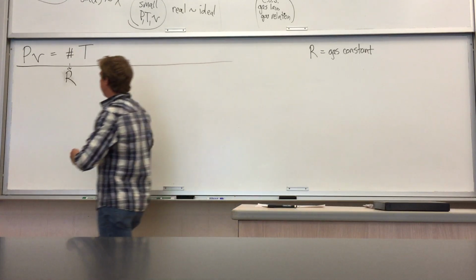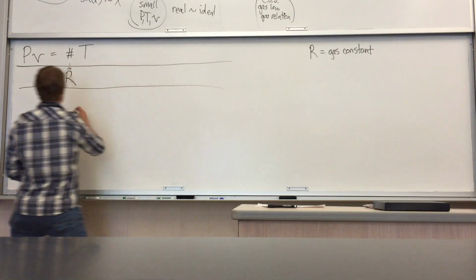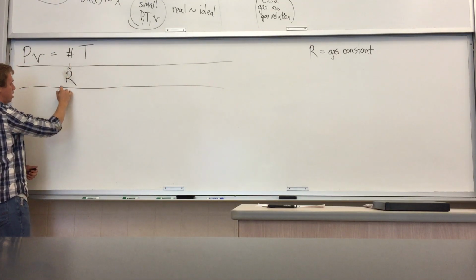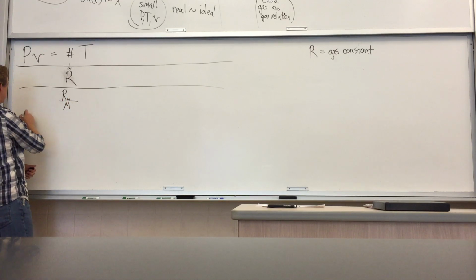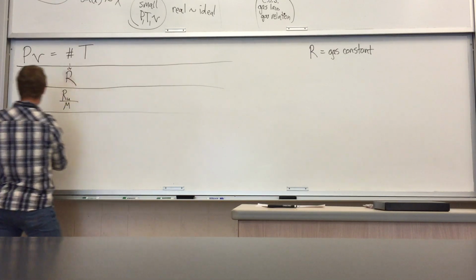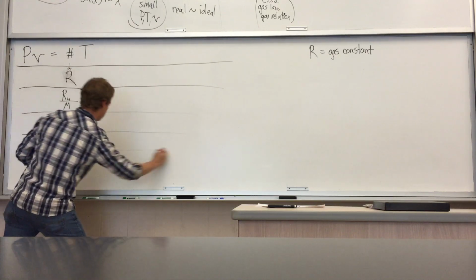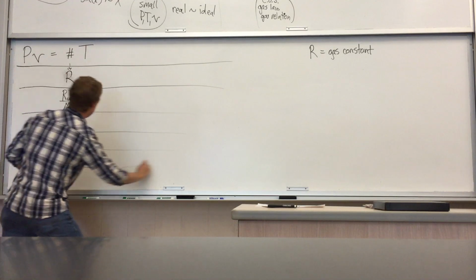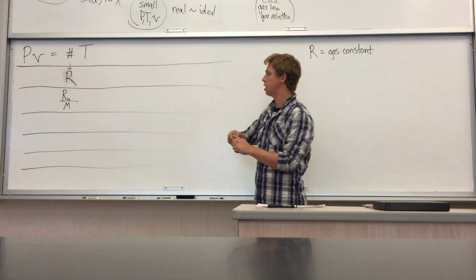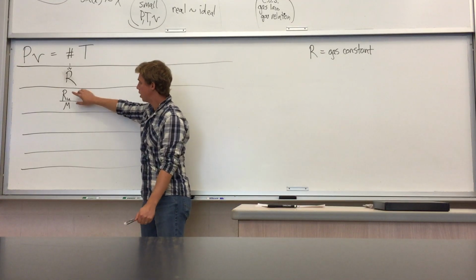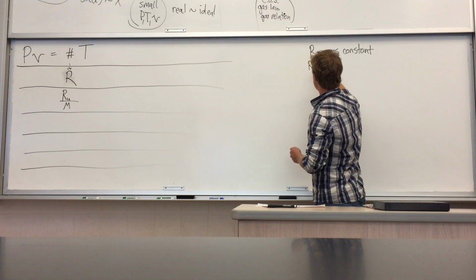So pretty quickly, people moved to this, which is another representation for that number. R universal over M. And I want to just fill out the rest of this table and make sure that I have room for everything that I need. Okay? So, people said, let's write this in terms of a universal gas constant. And that's what R_U is.